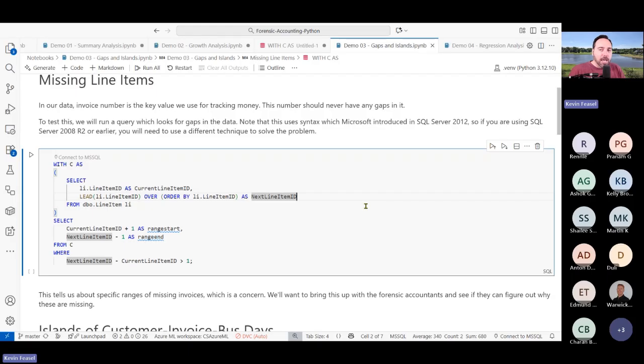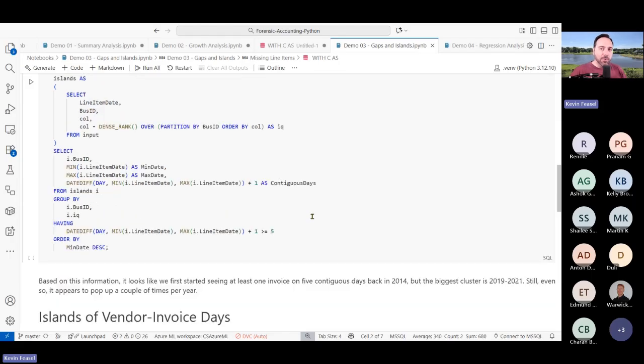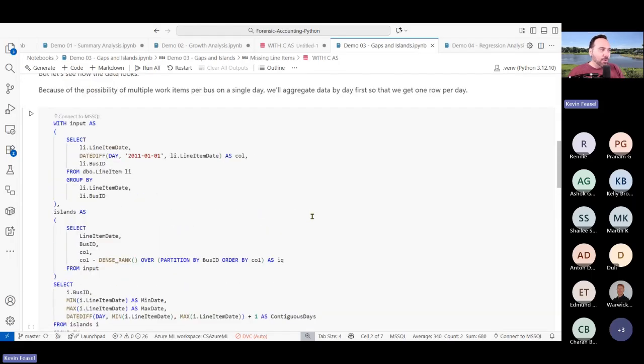But it could be a sign of something more serious if this line item ID is supposed to be business relevant. So this is the difference between a non-business-relevant surrogate key, where if I skip a value, it doesn't matter, it has no business use, versus a business-valuable key that needs to be contiguous. And we can also see, I've got a couple of other queries, if you're interested, of different islands.